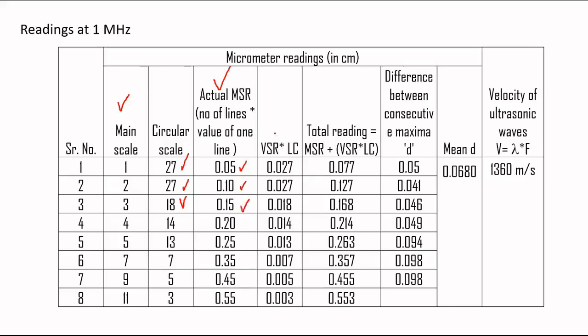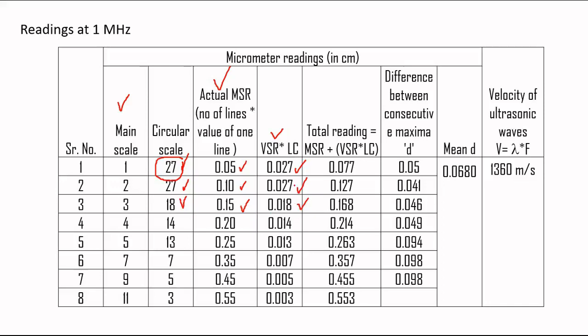Now, how I am going to use the vernier scale reading is vernier scale reading multiplied by least count. So this was my circular scale reading or vernier scale reading, and I am going to multiply it by 0.001 centimeter. So 27 multiplied by 0.001 is 0.027. Similarly here 0.027, 0.018, because I am multiplying 0.001 to this 18 value, so it is going to give me these values.